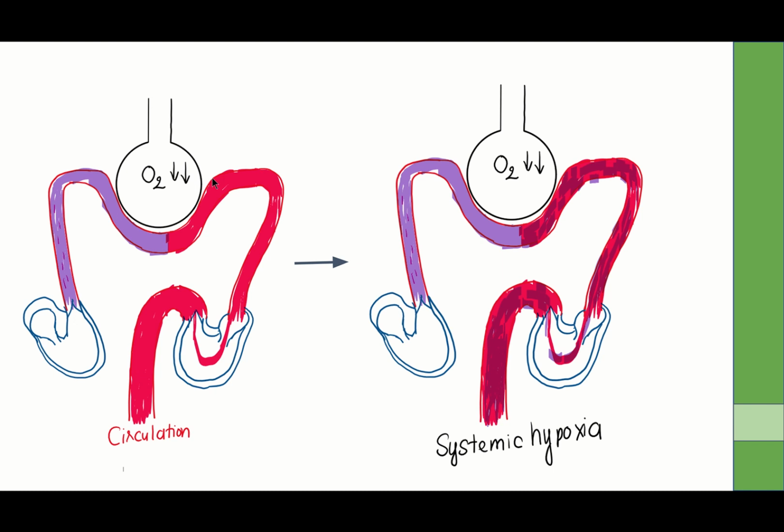But for some reasons, for example, when you go up a high mountain, you will see that the oxygen concentration will be decreased. So the oxygen concentration in the alveoli will be decreased. So due to the decrease in the oxygen in the alveoli, what do you think? If there is no regulatory mechanism, it will lead to a very severe condition called systemic hypoxia.